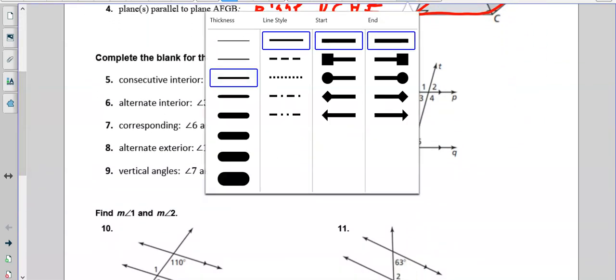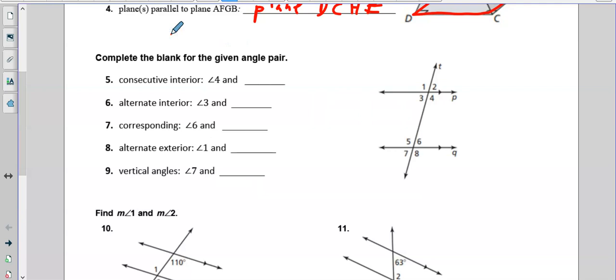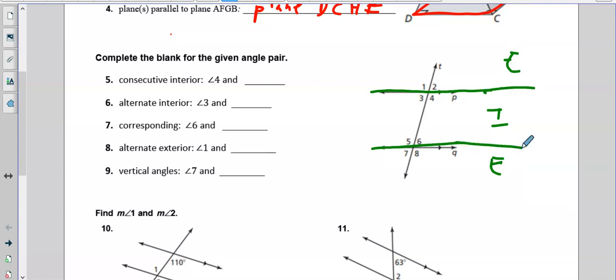All right. Complete the blank for the given pair. So consecutive interior. So remember, for interior angles, if we talk about these 2 parallel lines, this is the inside interior, this is the outside or exterior. Okay, outside these lines. So interior angles, and sometimes it helps to do this, to list what the interior ones are and what the exterior are. 1, 2, 7, and 8. If you do that, it kind of makes it hard to mess these up, okay?